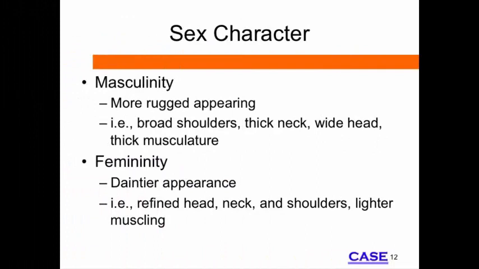Breeding animals should look their sex. Masculine animals should appear more rugged, with broad shoulders, thick necks, wide heads, and thick musculature. Feminine animals should exhibit a daintier appearance, with more refined features and lighter muscling. Sex character is not an important priority in market animals.